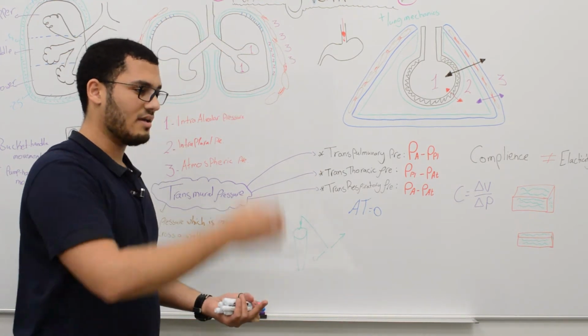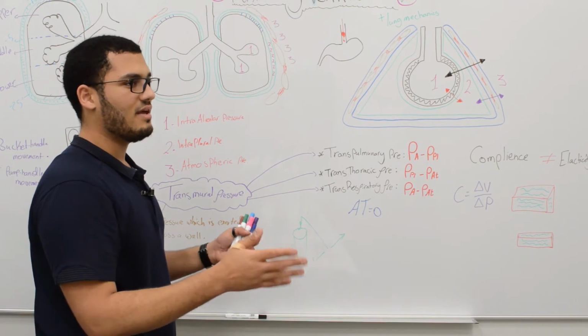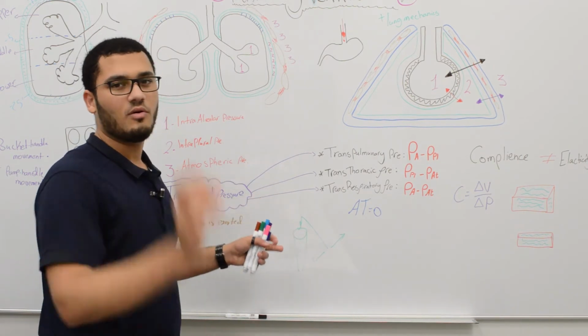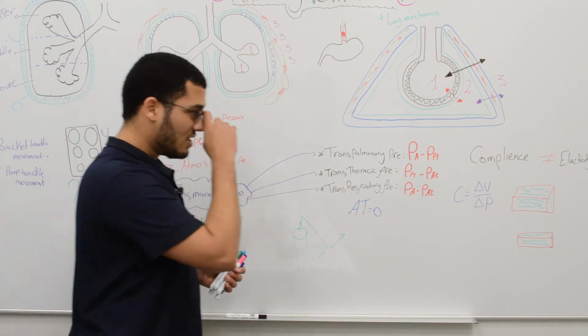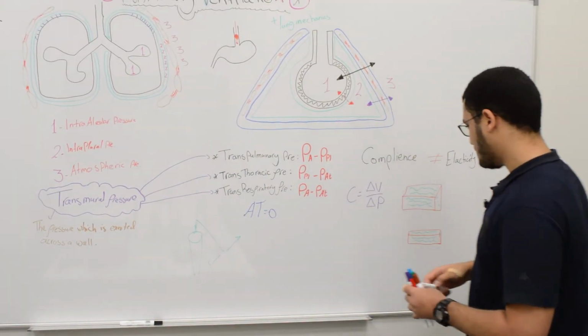So if you put the lung inside the thoracic cavity, that means both of them will counter each other, and in the end it will not go below the residual volume that we know. So compliance versus elasticity, this is an important point that I want to talk about.